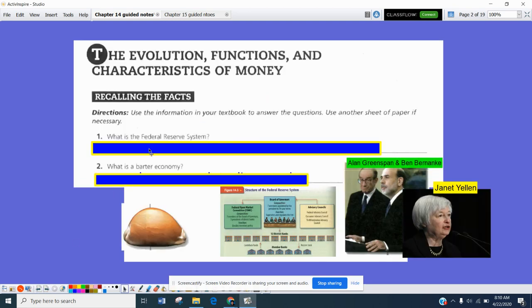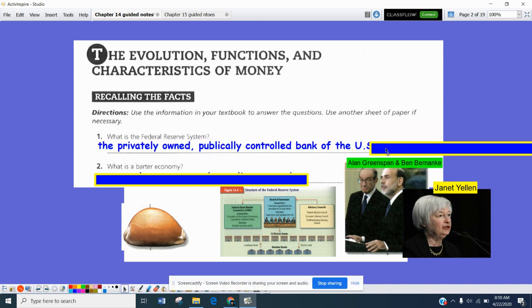So, we're going to get into talking a little bit about the birth of money and some of the functionalities of that. But I first want to talk a little bit about this thing called the Federal Reserve because we're going to expand upon that as we go through Chapter 14. So, what is the Federal Reserve? Well, it is a privately owned but publicly controlled bank of the United States.